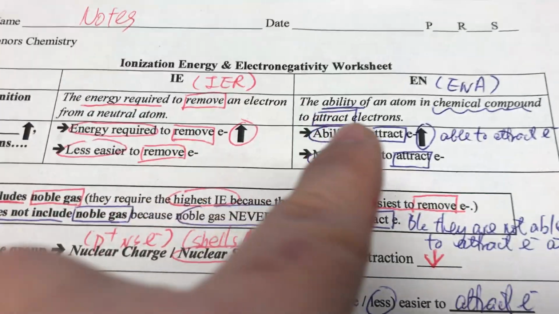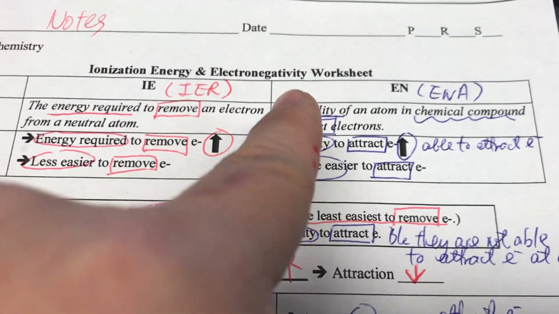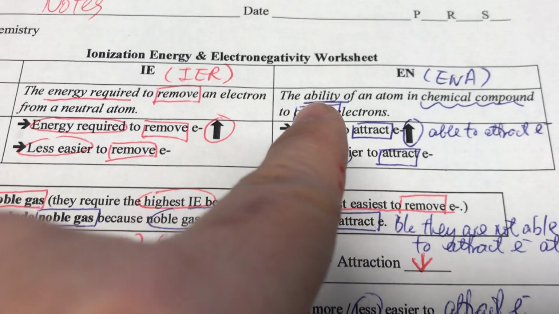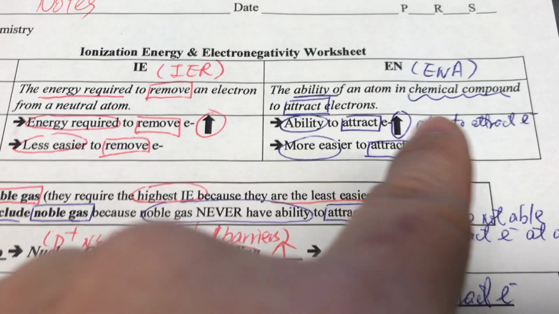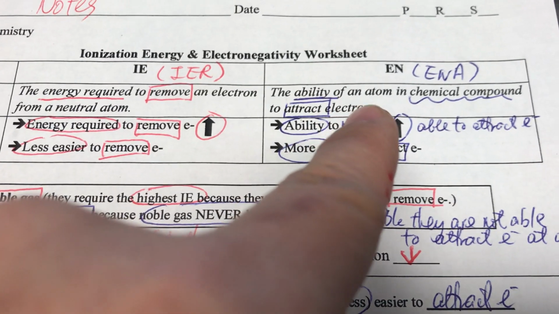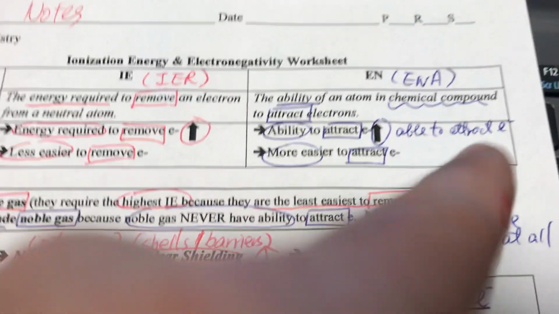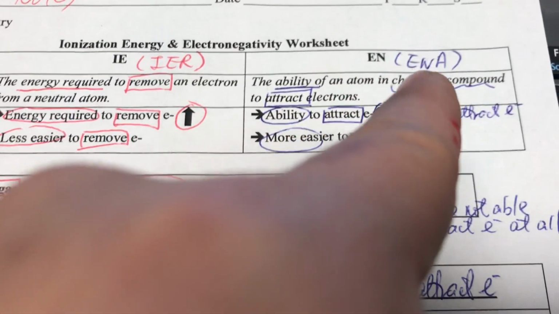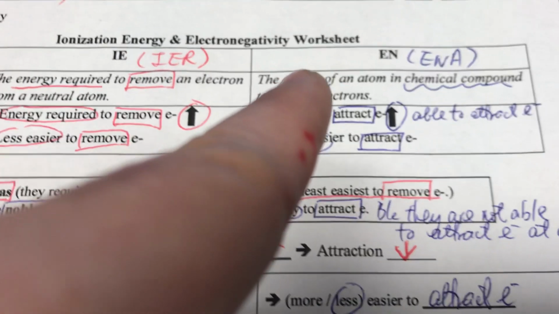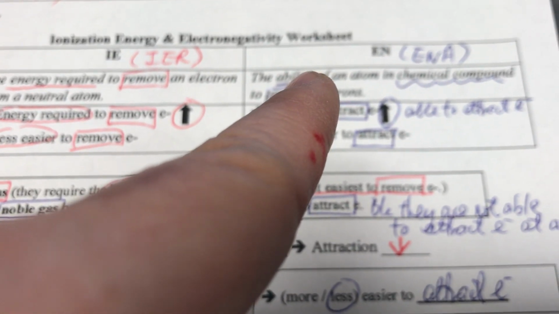Now EN, electronegativity, with the TY, is actually the ability of the atom in a chemical compound to attract electron. Ability, like are you able to attract an electron in the chemical compound? Now you can think of attract as just kind of like gain.